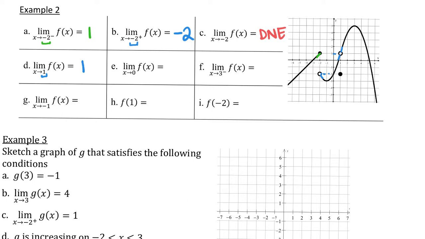Okay, the limit as x approaches 0. So at 0, that would be down here. The graph's actually continuous there, so at x is 0, the graph looks like it's going to -2, and it even equals -2.